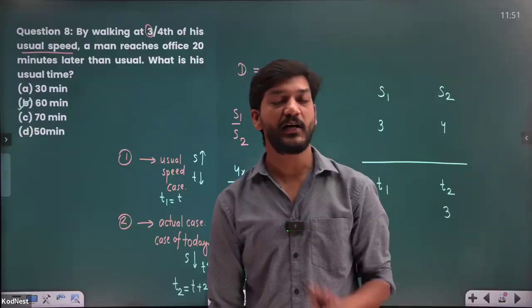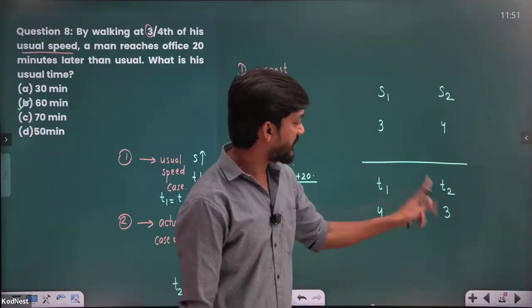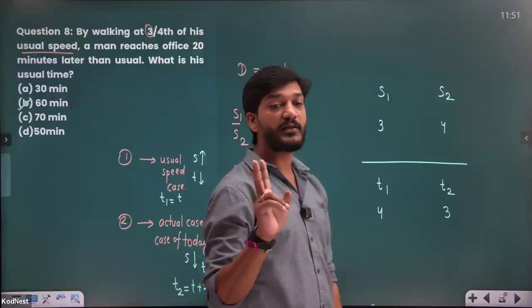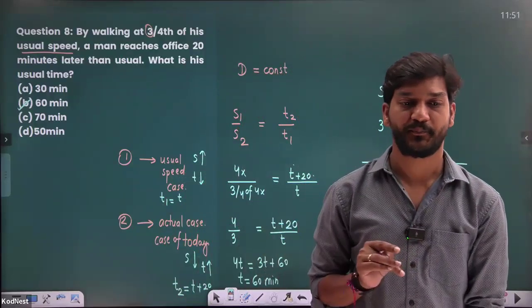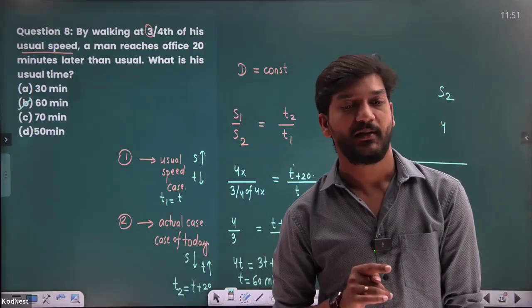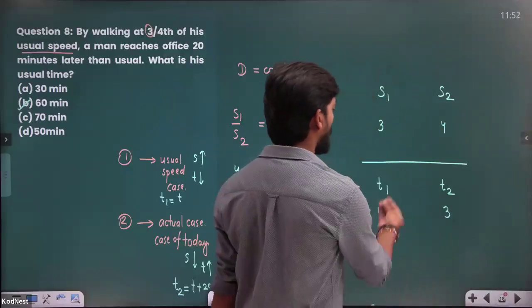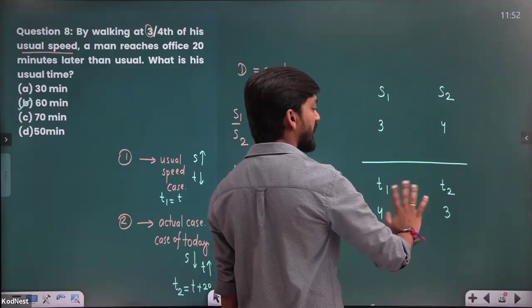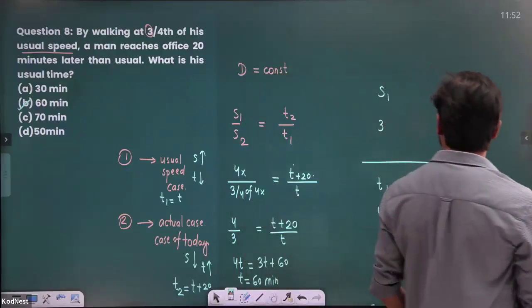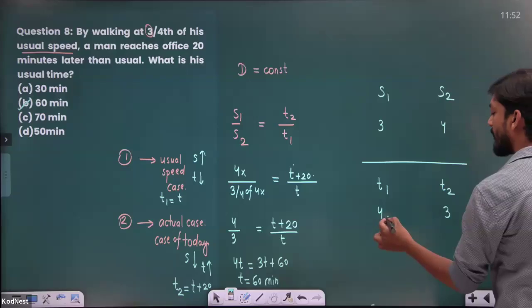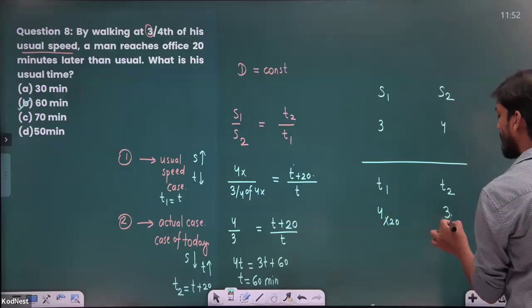Is it there? 20 minutes difference with these values. Proportionality wise, these values are correct. But do we have a difference of 20 minutes? 20 minutes. Do we have? No, it is 4 minute, it is 3 minute. So it is not 20. So right now the difference is 1. Make it 20 minutes. To make it 20 minutes, multiply by 20.